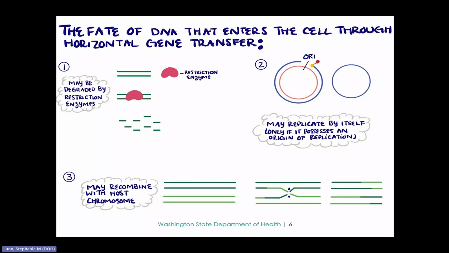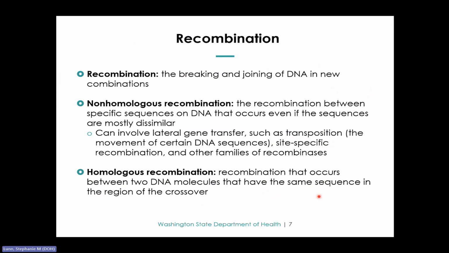And lastly, as we will talk about in the next slide, the last fate of DNA that enters the cell through horizontal gene transfer is that it may recombine with the host chromosome. When DNA enters the cell through horizontal gene transfer and recombines with the host chromosome, it can integrate new genes coding for proteins with specific functions or even generate new combinations of alleles. So let's talk about recombination next.